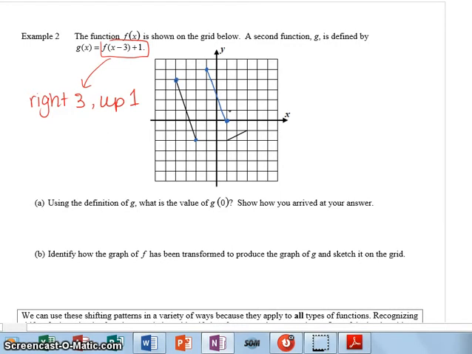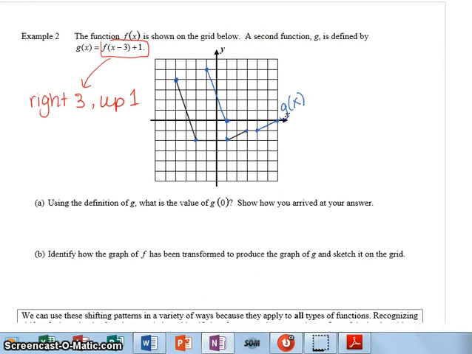Now, you can do the same thing for the next points on the graph. The next one shows up here. So move it right 3, up 1. And the same thing here. Right 3, up 1. And there's the shift of that graph. Anything that was in black is your f of x function that was already given to you, and what I just shifted in blue is my g of x function.